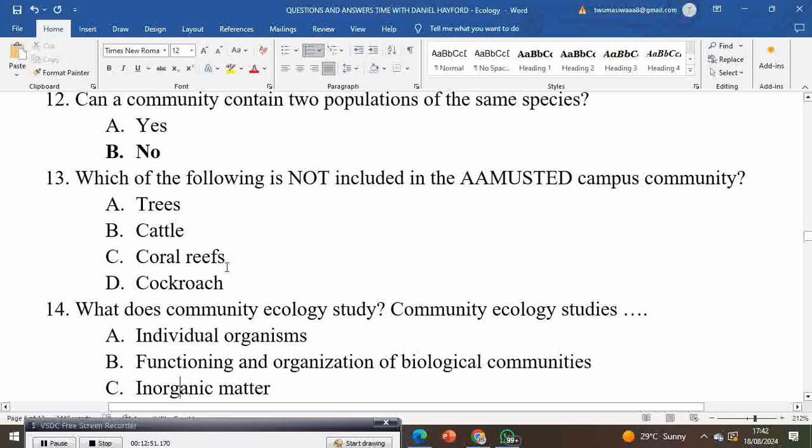So which of the following is not included in the Amstead campus community? Option A, trees, B, cattle, C, coral reefs, and then D, cockroach. Which one is your best shot? All right. Our best shot should be coral reefs.